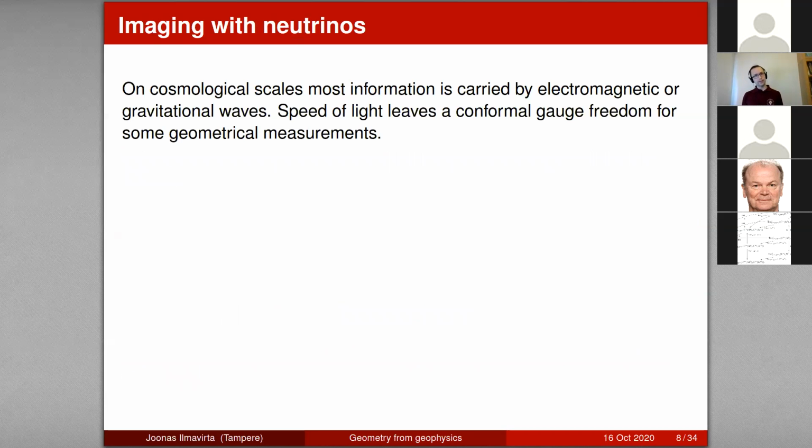Okay, for another example in a different direction, looking at cosmology: on cosmological scales, most information is carried by electromagnetic or gravitational waves, and both of these travel at the speed of light. If you do geometric measurements, which I will not describe in detail here, there is something you cannot see. The fact that you're using only things that go at the speed of light will leave what is called a conformal gauge freedom. So there are some things that are inherently invisible.